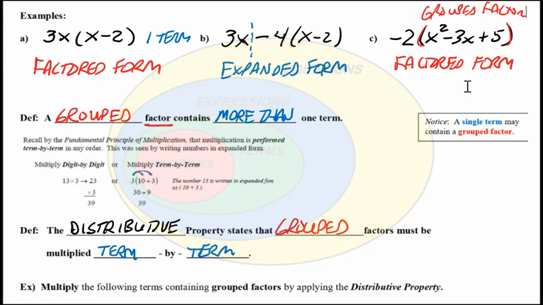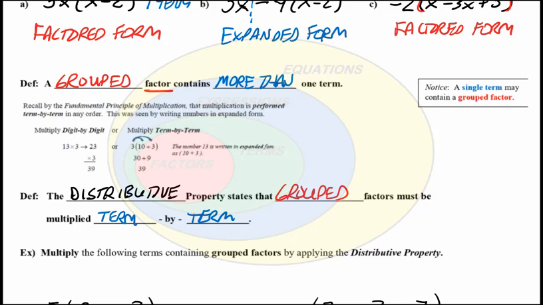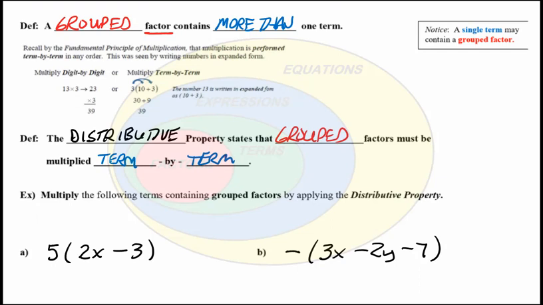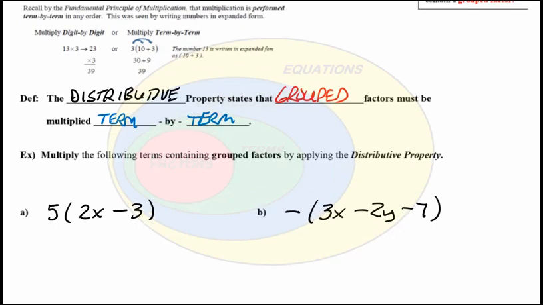All right. So the distributive property comes from the fundamental property or principle of mathematics of multiplication. When we talked about multiplication before, that we multiply digit by digit, it's the same as multiplying term by term. So this was actually called the distributive property. The distributive property states that grouped factors must be multiplied term by term. So it's basically talking about the groups and grouping things. If I have 5 groups and the group has a 2x term and a -3 term, then I need to group 5 of each kind. So I'm going to apply the distributive property here.